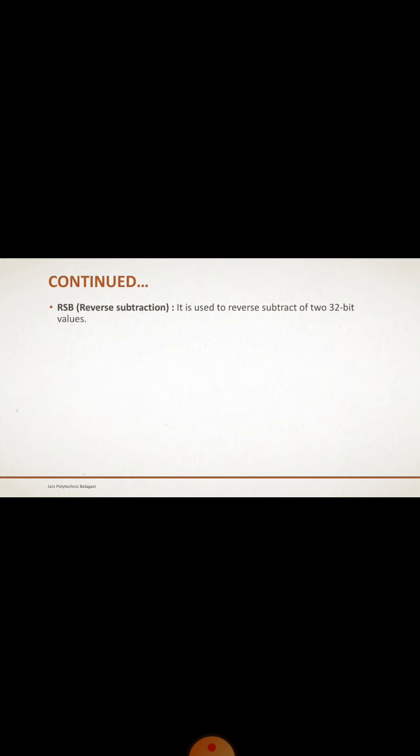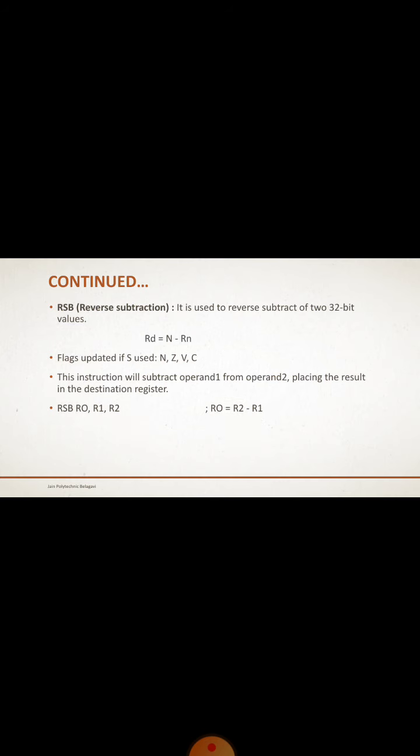RSB. Next instruction, which is reverse subtraction. It is used to reverse subtract two 32-bit values. Rd is equal to N minus Rn. Flags which get updated for this instruction are N, Z, V, C. This instruction will subtract operand 1 from operand 2, placing the result in the destination register. RSB R0, R1, R2. That is R0 is equal to R2 minus R1.